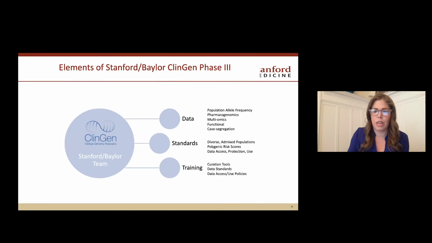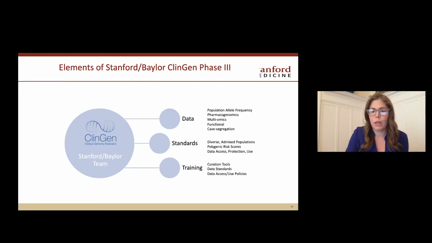As far as standards go, we are working in the complex disease working group and also with the ancestry and diversity working group. We're thinking about polygenic risk scores, particularly as they apply across populations. We're thinking about data access, protection, and use across different platforms and with different considerations from different communities, and also thinking about curation in diverse and admixed populations when they may not be very well represented in databases, and what that means for curation protocols.